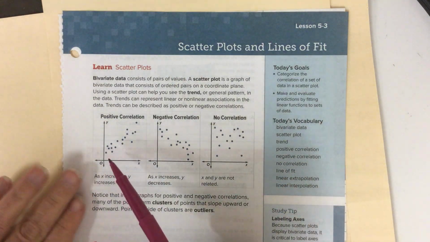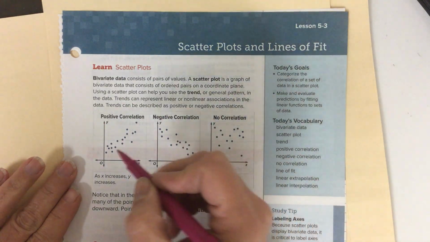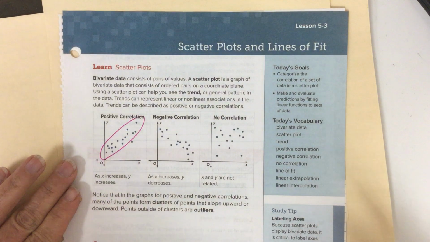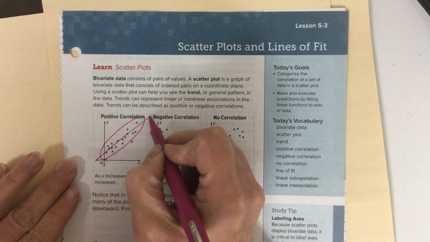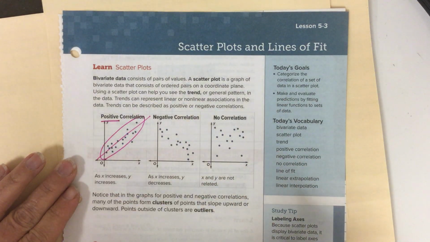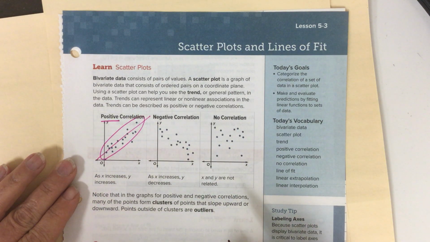You could have some scatter plots that look kind of like this, and we say that that would have a positive correlation because the points are kind of going like that. They don't make a perfect line, but we could draw a line through them and that would have a positive slope. So we say that that has a positive correlation, which means as x increases, y also increases.